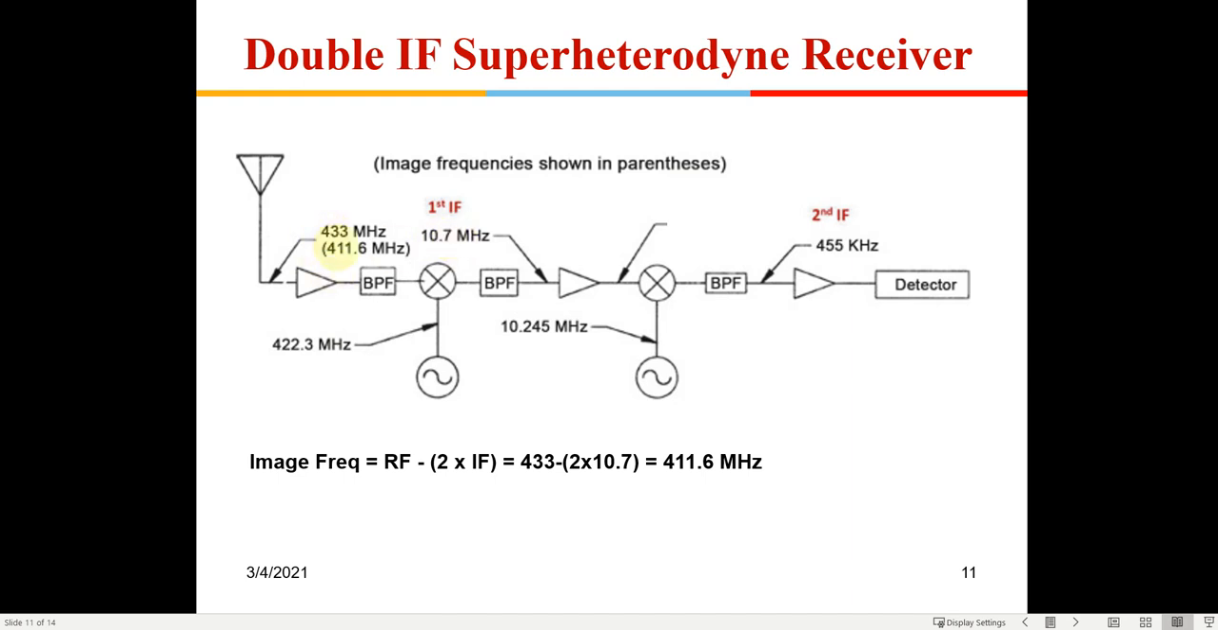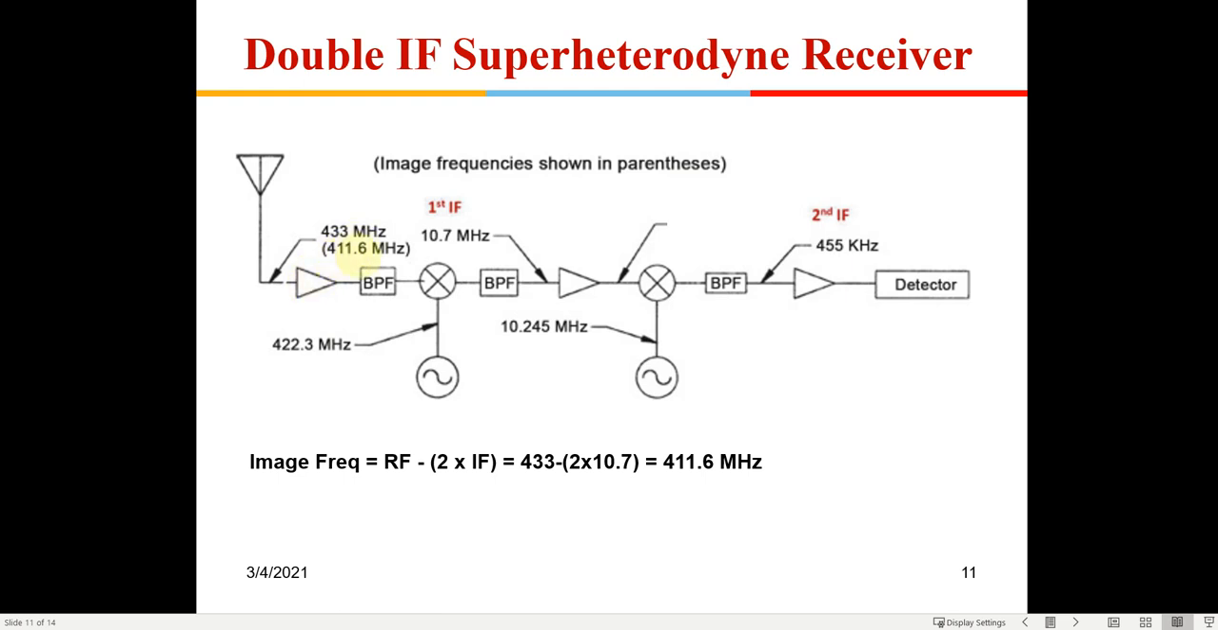But then if you see the difference, I am tuning this to 433. So where is the image frequency? Image frequency is 411. So it is 20 megahertz far away. So it will be able to reject that. If it has got 6 megahertz bandwidth, obviously this is very far away.